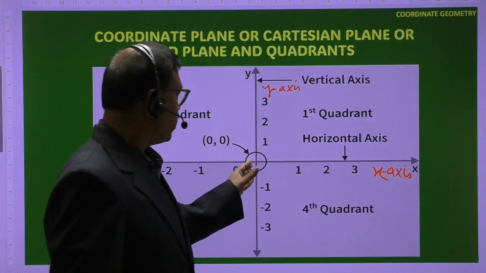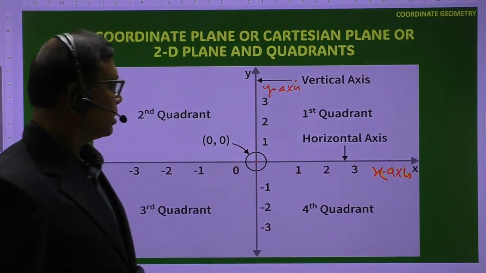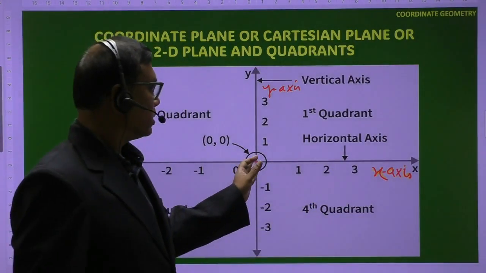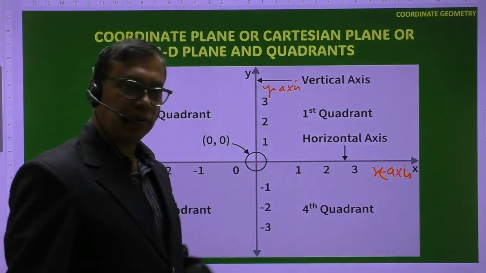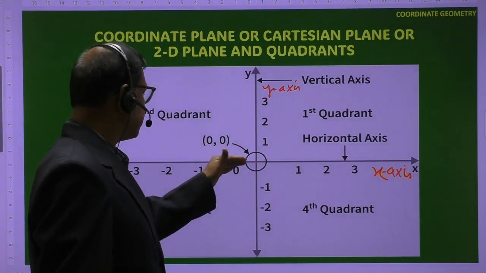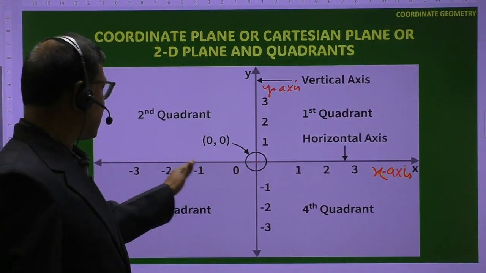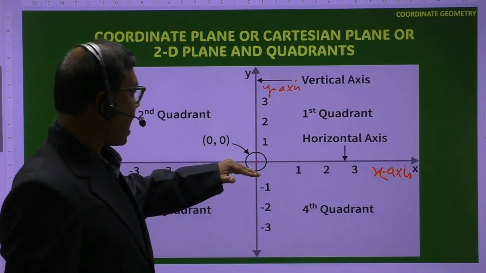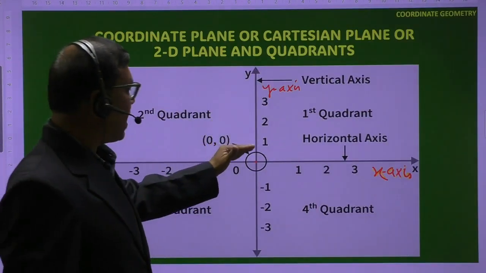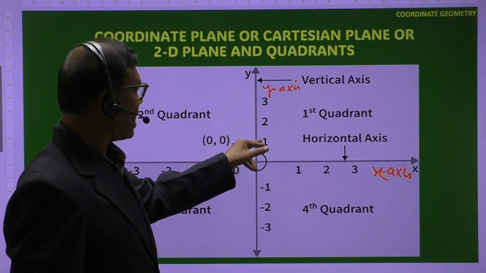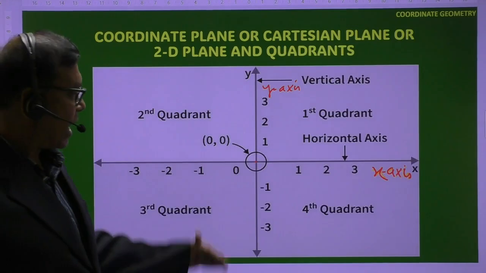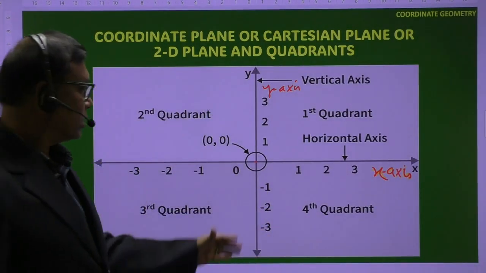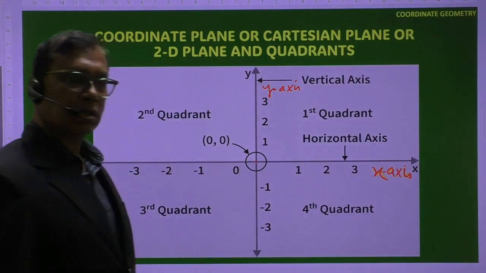Now with respect to origin, the right side x values are positive and on the left side x values are negative. See here, -1, -2, -3, here +1, +2, +3. Similarly, above x-axis the values of y will be positive. See here, +1, +2, +3, and below x-axis values of y are negative, that is -1, -2, -3. Is it clear?